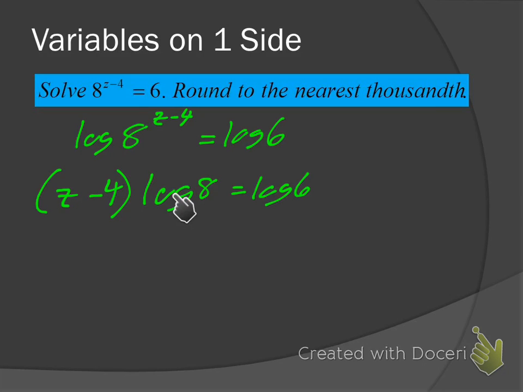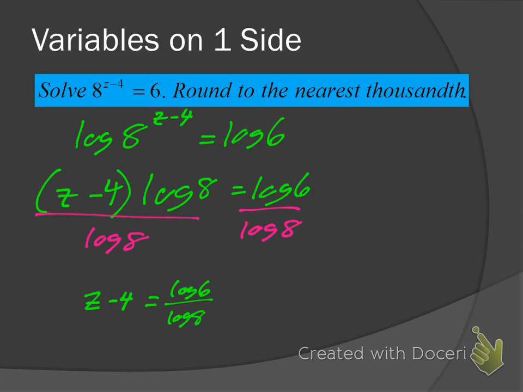So instead of going through the motions and distributing this log of 8 through here, this is a binomial and a number. What operation is right here? Multiplication. And how can I undo multiplication? Division. So I'm going to divide by log 8. Right there. Which will do what with these two log 8s? Cancel them out. So it leaves you with z minus 4 equals log 6 divided by log 8.